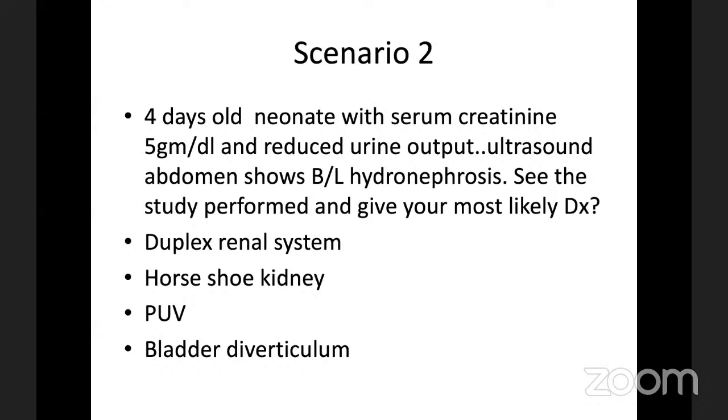The second scenario is about a 4 days old neonate with a serum creatinine of 5 milligram per deciliter. That's very high. The normal is less than one. Some people might talk about the micromole, so it's more than 400 maybe in micromole per liter. And there is a reduced urine output. The ultrasound abdomen was done, which shows bilateral hydronephrosis. There is a study performed, which we'll see in the next slide. Just see that study and give your most likely diagnosis.